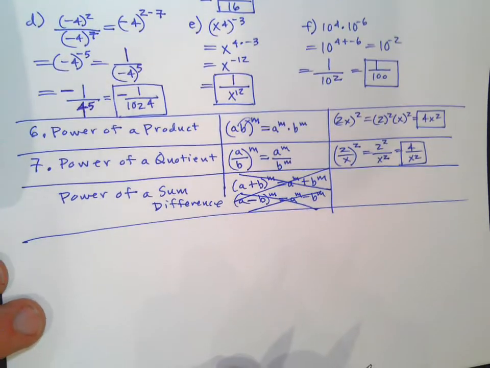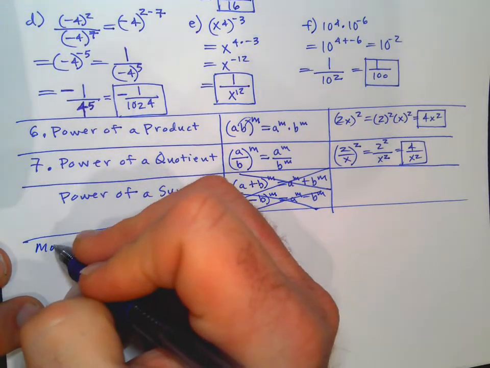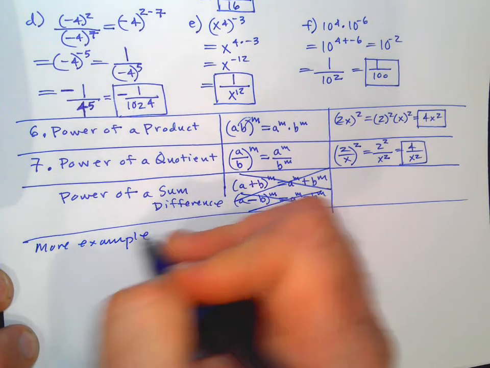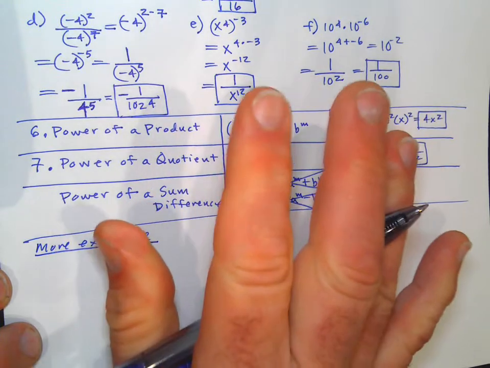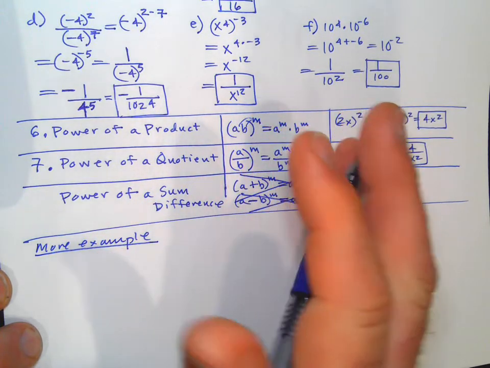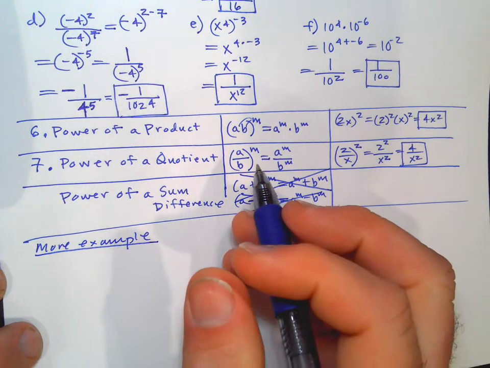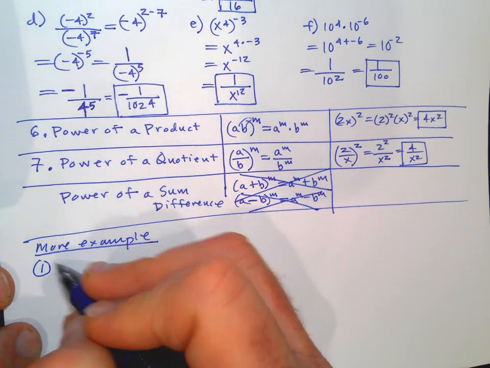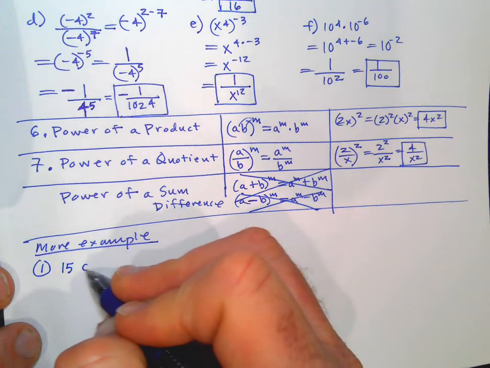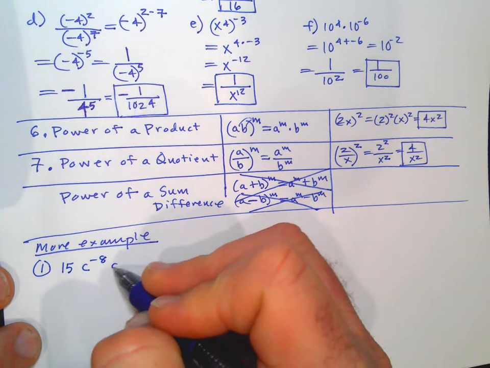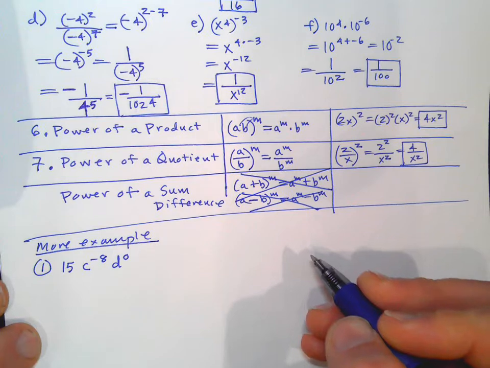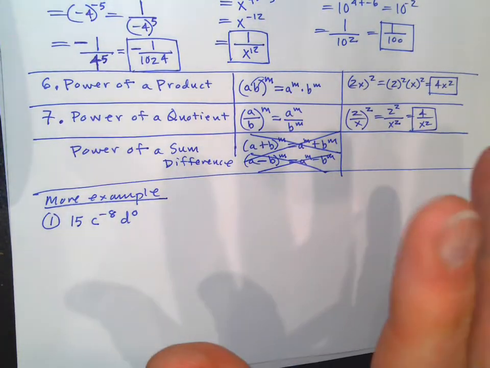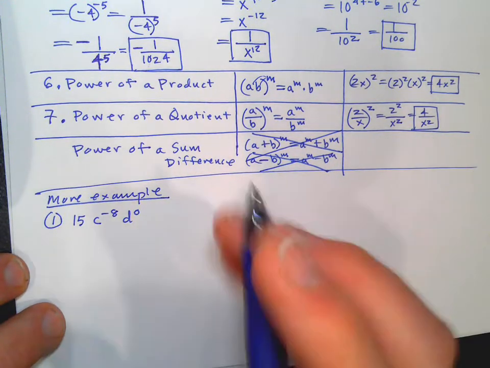Let's try a few more examples, and I want you to try these. These ones are a little more complicated. They have more than just one thing with the power. So write these down, pause the video, try them yourself, then unpause it and see if you got the right answer. This first one is 15 c to the -8 d to the 0. I want you to simplify it, no negative exponents, for your final answer. So see if you can try it. Pause the video.